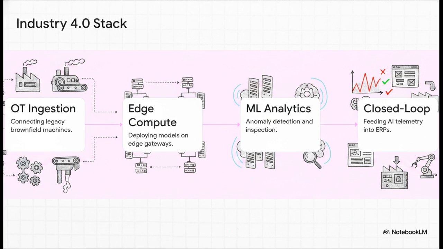The technical blueprint for this transformation stack requires 4 distinct physical steps. First up, OT ingestion, followed by the edge computing layer. Yep, and then step 3 is the software execution via machine learning analytics, and finally, closed-loop action. And listen, if you skip even one of these steps, the entire architecture just falls apart. So let's break down that hardware foundation first.